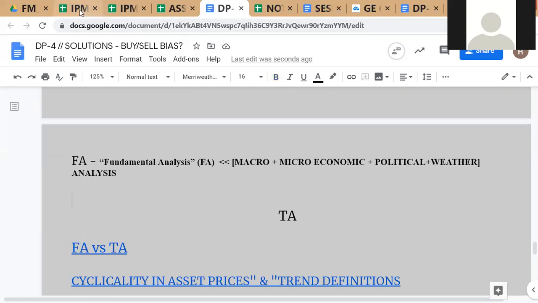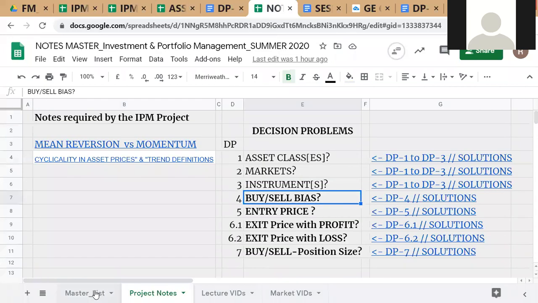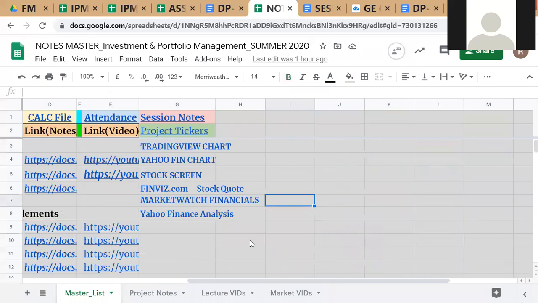I've given you some links. If you see in your notes, in the master list, I've given some links. These are links for your financials. We can make this a little bigger.